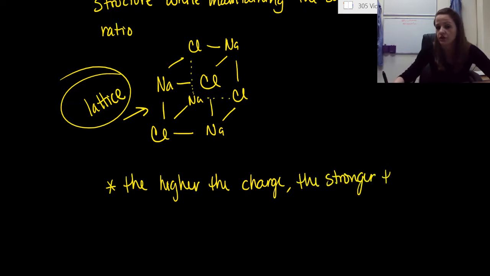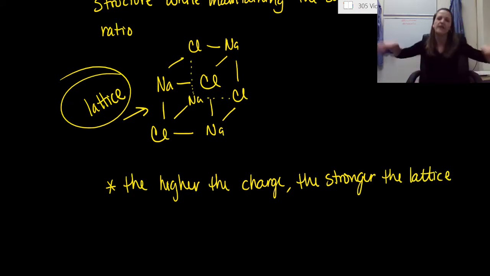So now when I say the stronger the lattice, I'm saying how difficult it would be to break that lattice apart, to separate that huge group of ions from each other, okay? Or in another way of saying that, how difficult it would be to remove one formula unit out of that lattice structure. So to remove one sodium and one chlorine. So the higher the charge, the more difficult it is to break it apart.